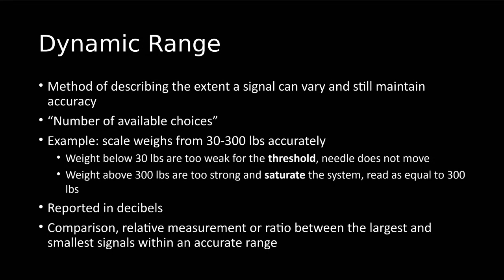Now, if you were to put your car on the scale and it weighs more than 300 pounds, of course, that information is too much and it saturates the system, so it's going to cap out at 300 pounds, right? Neither of those are going to be accurate because they fall below the dynamic range for that really small dog and above the dynamic range for putting your car on a scale that can only hold 300 pounds, right? So in ultrasound, we report this range in decibels, and it's giving us a relative measurement or a ratio between the largest signal that we can accurately process and the smallest signal that we can accurately process.